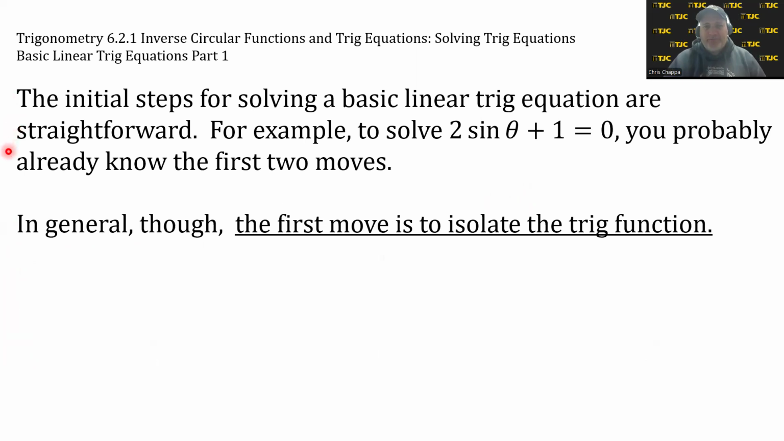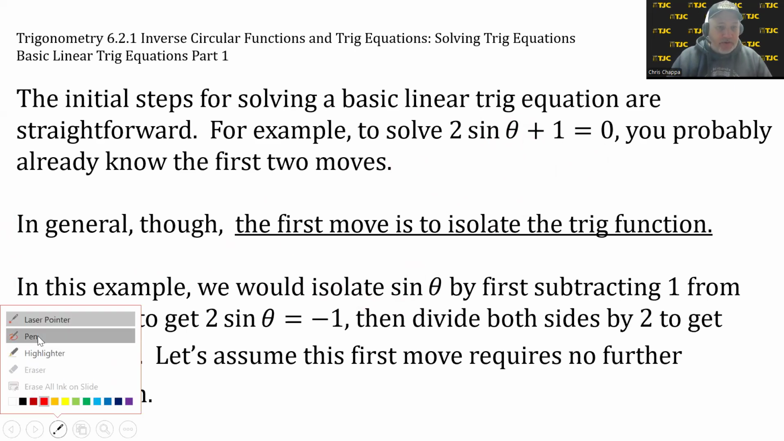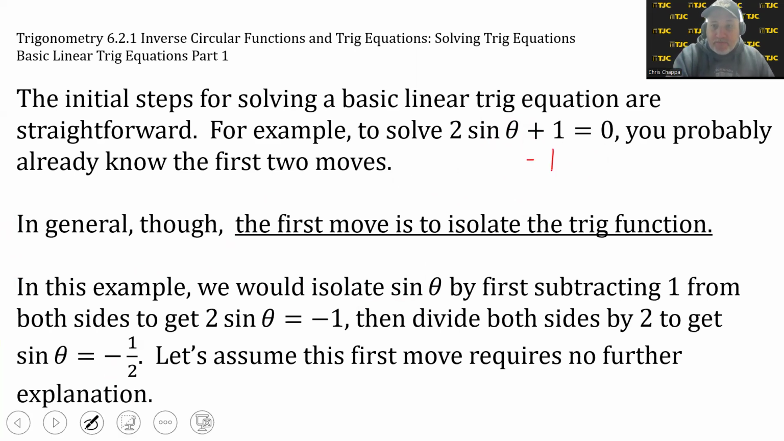Stop and think for a second. If I said solve for theta, what would you probably do first on both sides? And what would you probably do second on both sides? Well, you're probably correct. In general, though, the first move is to isolate the trig function. In this example, we would isolate sine of theta by first subtracting 1 from both sides to get 2 sine theta equals negative 1.